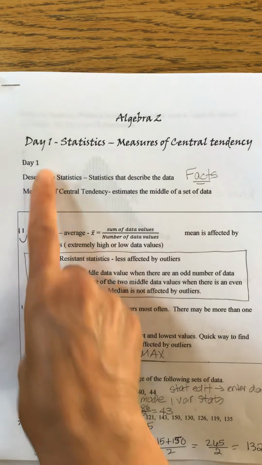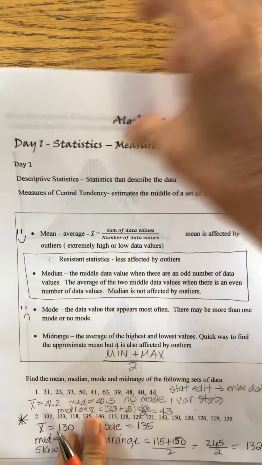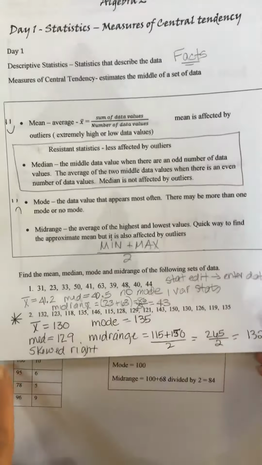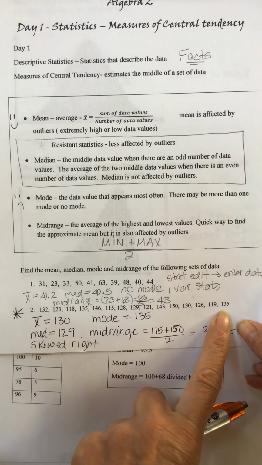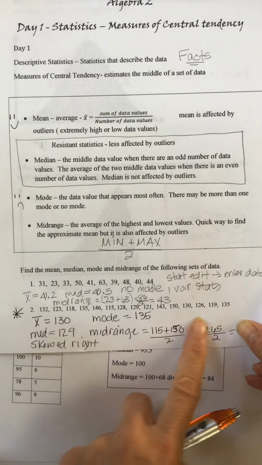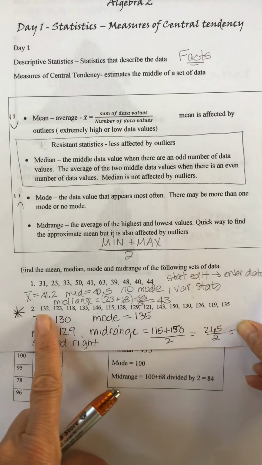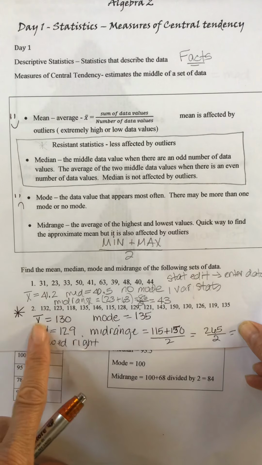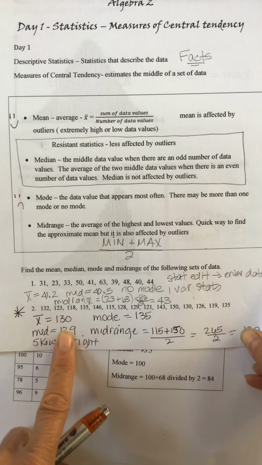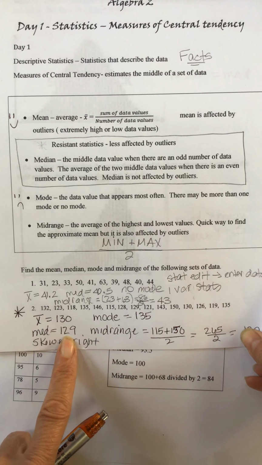I know it says day 1, but this is just yesterday's note sheet, just so that I could share with you the starred problem down here. You put, hopefully, these numbers in your list. If you hit stat enter, the menu says edit, but stat enter gives you a list. You put them in, and hopefully you got a mean of 130, a median of 129.